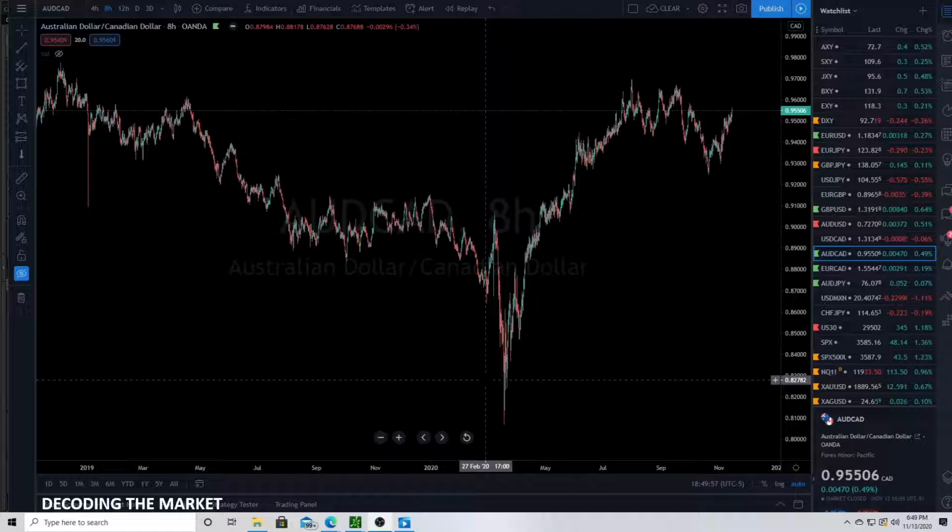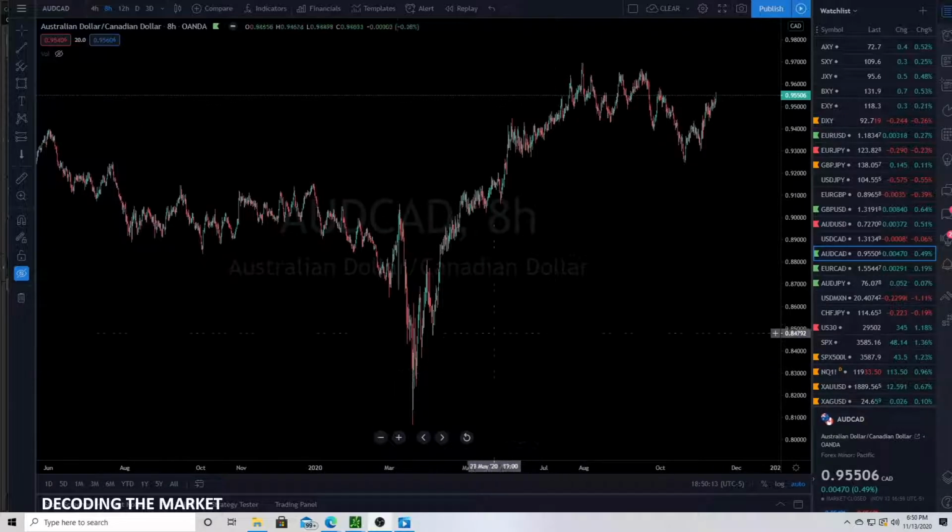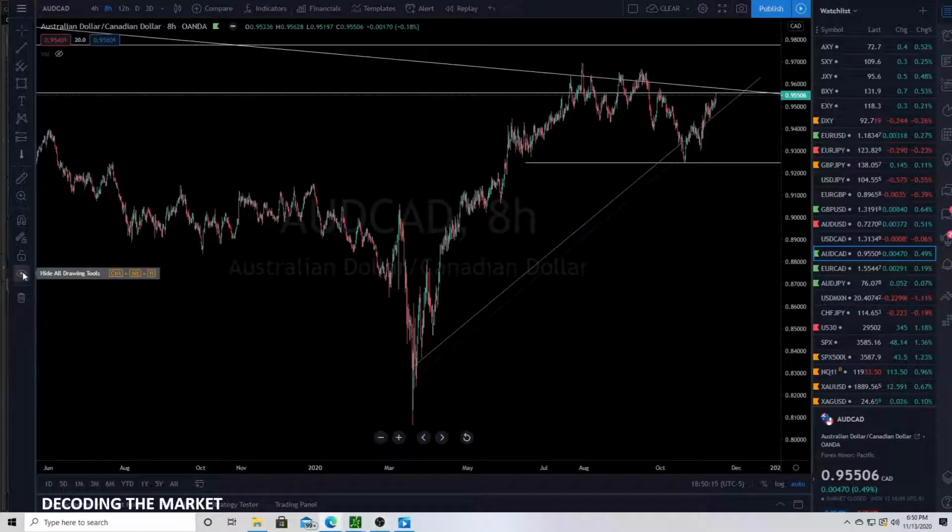Let's take a look at a couple of currency pairs and find some possible entries and get ready for these upcoming days and make a profitable week. Let's start with the Australian dollar and Canadian dollar. Let's take a look at some levels.